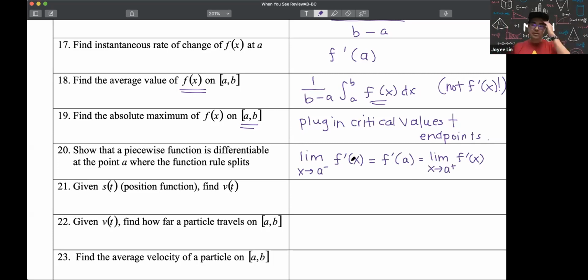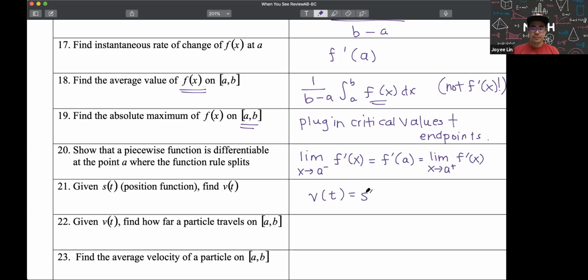And then this is the true calculus notation if you want the true calculus notation. What's next? We have this one, s of t, find v of t. How do we do that? v of t is equal to s prime of t, good.